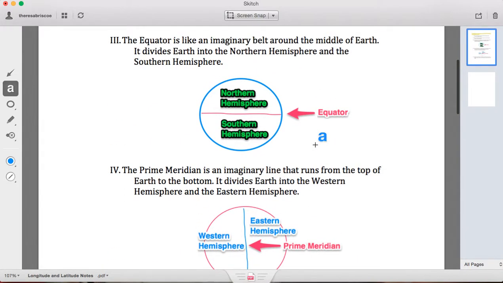It's important to know these imaginary lines so that if you needed to explain where something was on Earth, you could use these as sort of a direction.